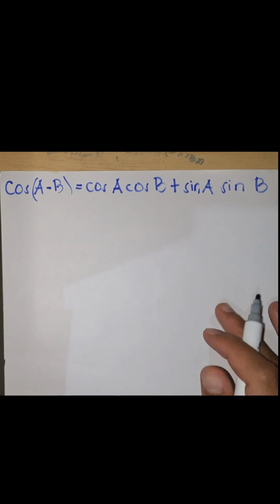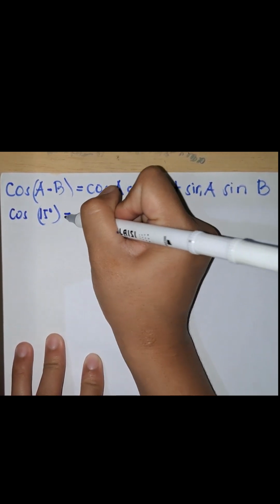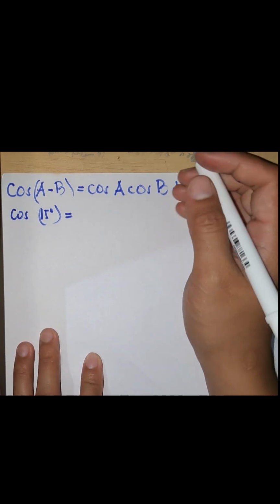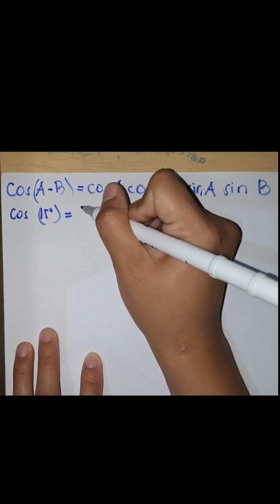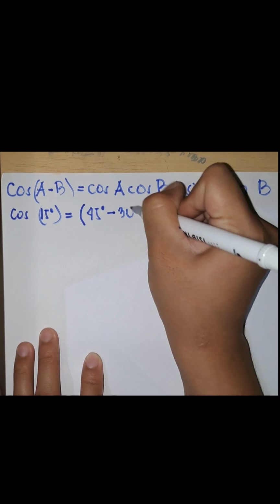And next, to find the difference of a cosine function, we have the formula cosine(A minus B) equals cosine A cosine B plus sine A sine B. For example, we want to find the cosine of 15 degrees. To find the cosine 15 degrees, we need angles that add up or equal to 15 degrees. So based on the unit circle, we have the 45 degrees and 30 degrees.